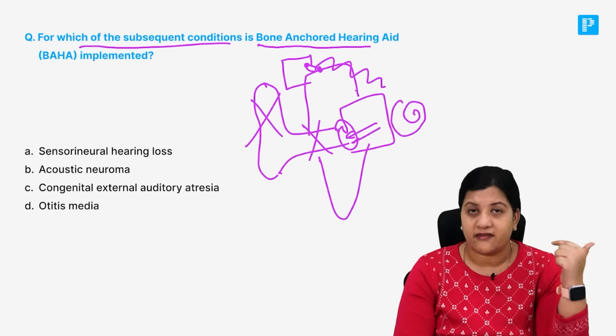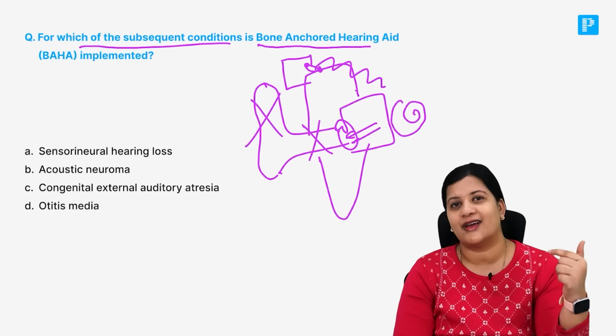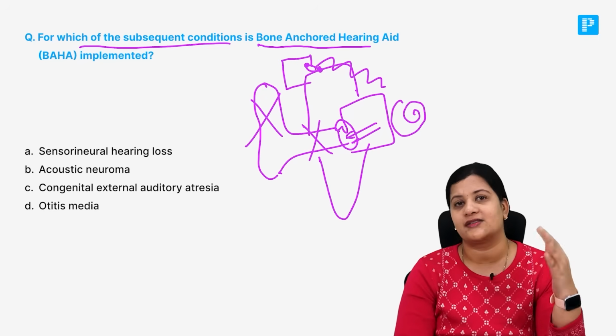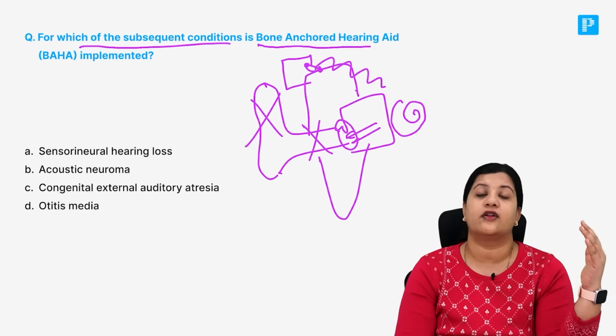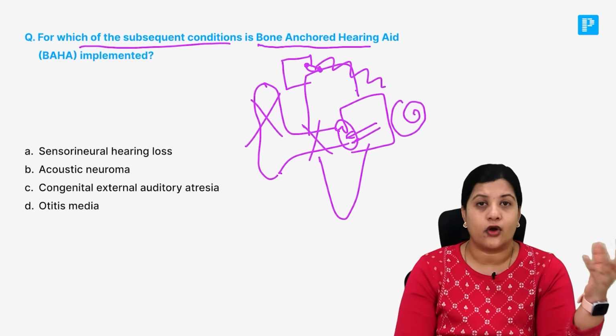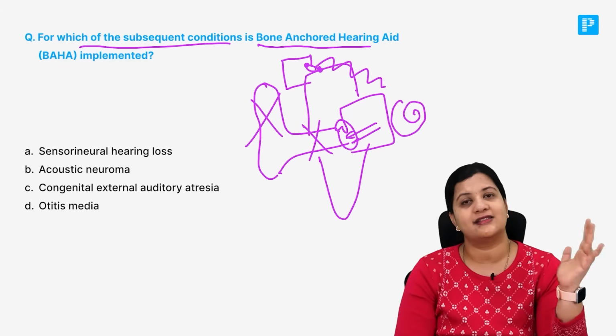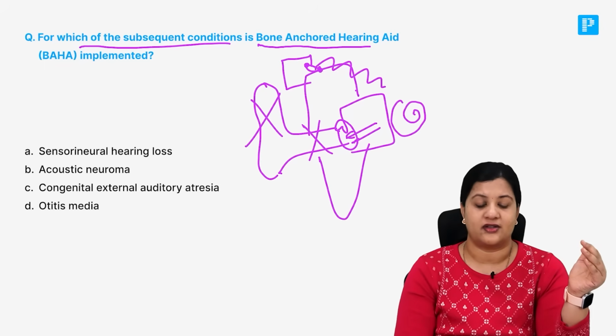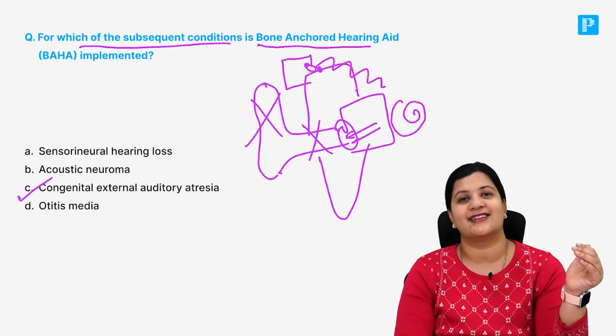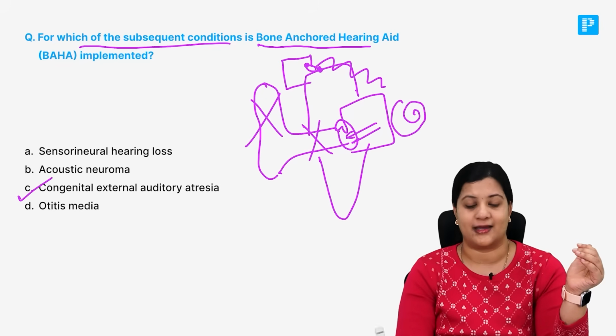So bone anchored hearing aid is a device that is used whenever you're thinking of external auditory canal atresia or anotia where a hearing aid cannot be used, or if there is a chronic middle ear disease where you cannot use a hearing aid. In such conditions we use BAHA. So the correct answer is congenital external auditory canal atresia.